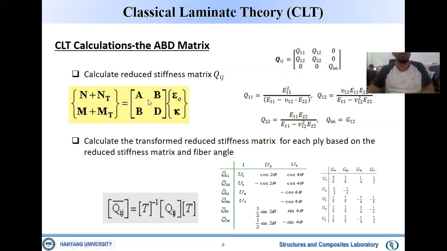It is essentially a 6 by 6 matrix that serves as a connection between the applied load and the resultant in-plane strain and the curvature due to this applied load. So in the next slide we will study how we can get this ABD matrix and how we can ultimately get this in-plane strain and curvature. Then we will finally determine the mechanical stress and mechanical strains.